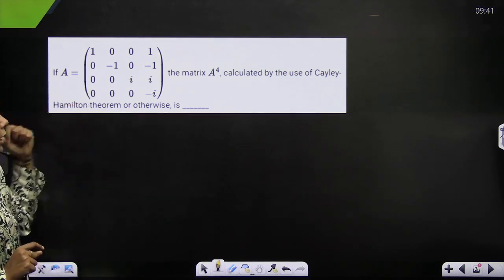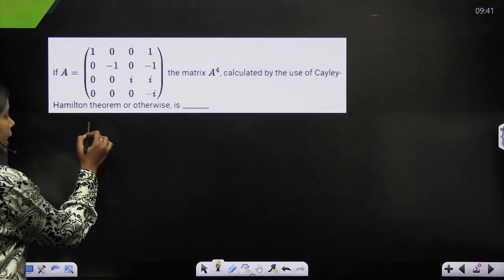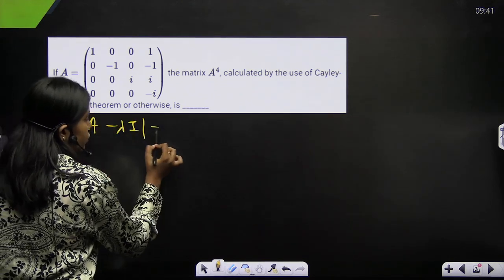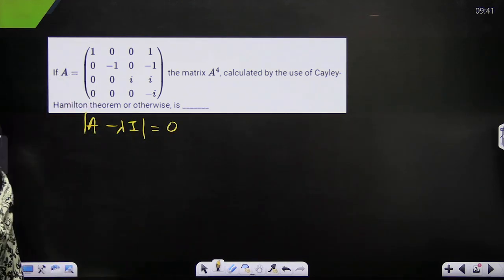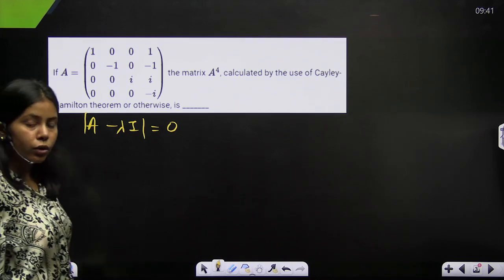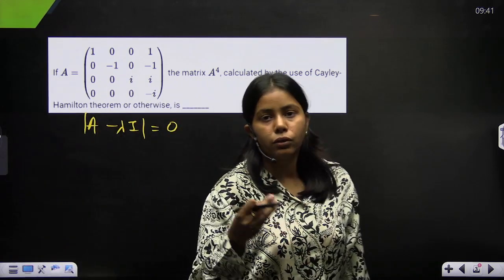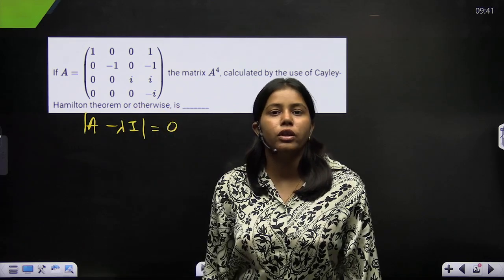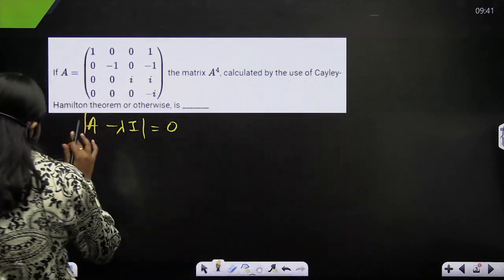Right? So for that, what would I do? I'll find out my characteristic equation: determinant of A minus lambda I equals 0. I'll solve this for this 4 cross 4 matrix. Usually for a 4 cross 4 matrix it would get really difficult to solve the determinant of A minus lambda I, but it is an upper triangular matrix, so it would get really easy.